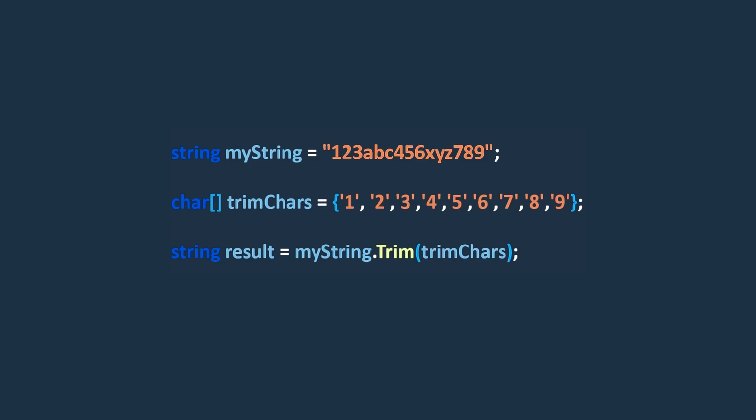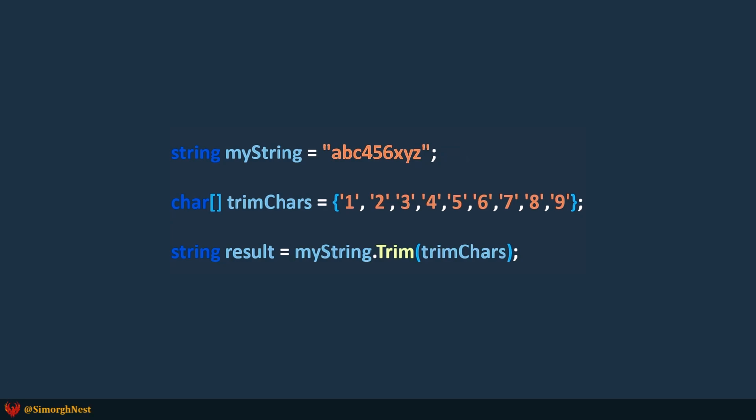It's important to note that during each leading and trailing trim operation, the process stops when a character that is not included in trimChars is encountered. In this case, the leading trim operation was stopped upon encountering the character A. Similarly, the trailing trim operation stopped when the character Z was encountered. As a result, it returns a new string with this value. It's worth noting that this method is commonly utilized for trimming whitespace from the start and end of user input.